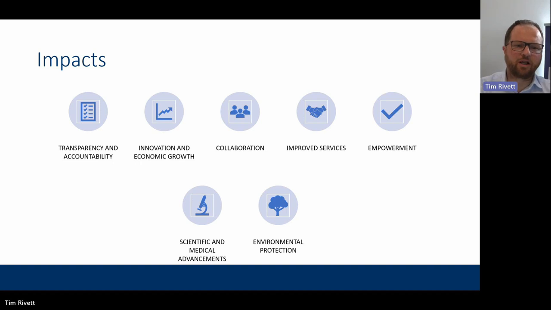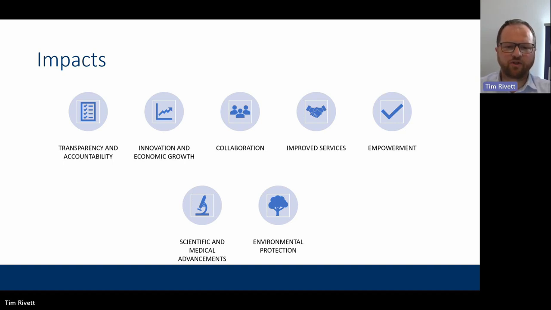But generally, across different countries, in different places around the world, people are seeing a number of different impacts, probably the biggest of which is all about transparency and accountability. It helps government and public institutions be more open about what they're doing, particularly where they're making policy decisions and evidence bases available and spend profiles and things like that.